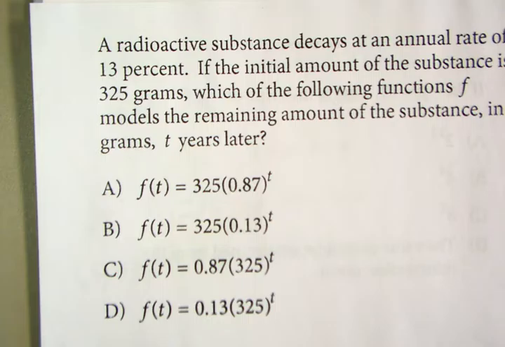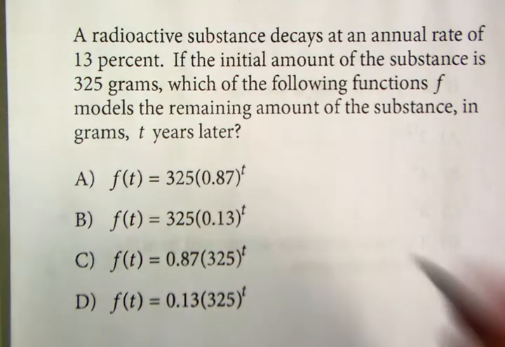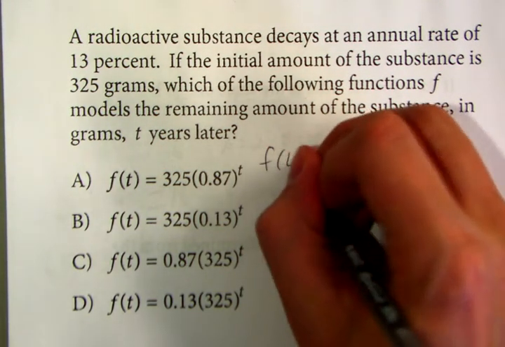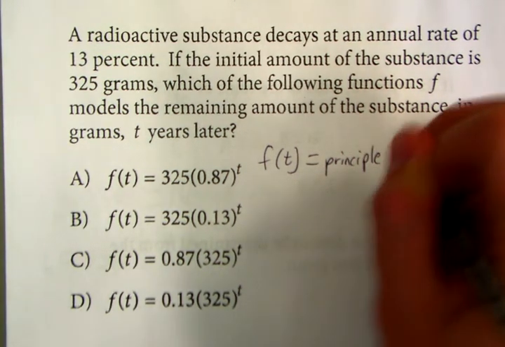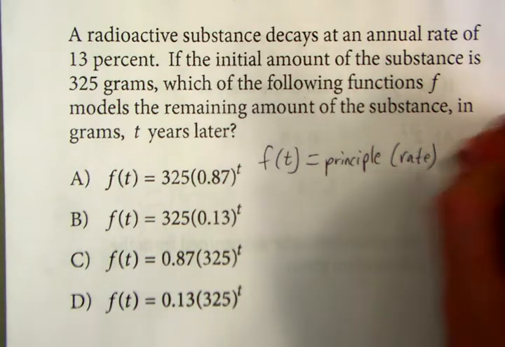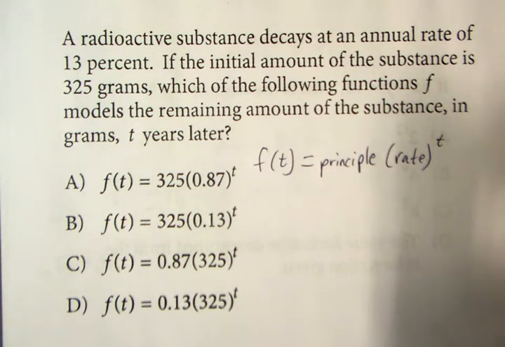So on the back, number 3 for the exponentials, we're looking at the exponential growth or decay formula, which says this: a function of time is your principal or initial amount multiplied by the rate to the power of the number of time, or years, the number of years.